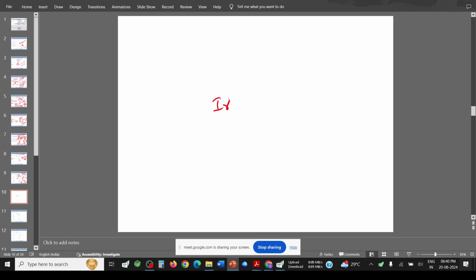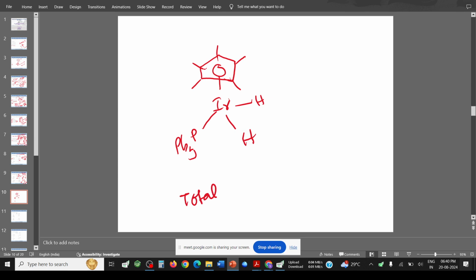Then for the next question, with this iridium, we have our cyclopentadienyl ring, which is methyl substituted, then PPh3, hydride and hydride. What will be the total valence electron count for this complex? Also, this is converting to iridium. Calculate the total valence electron count.